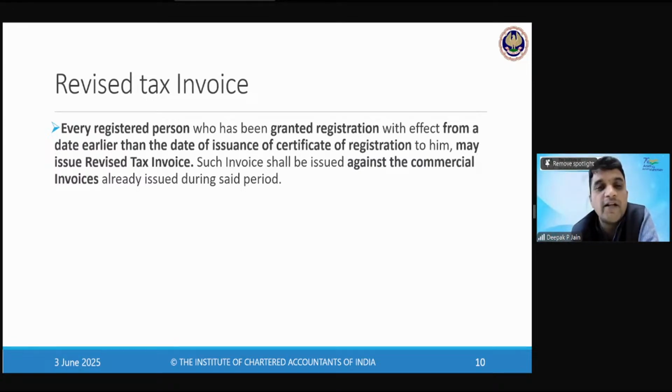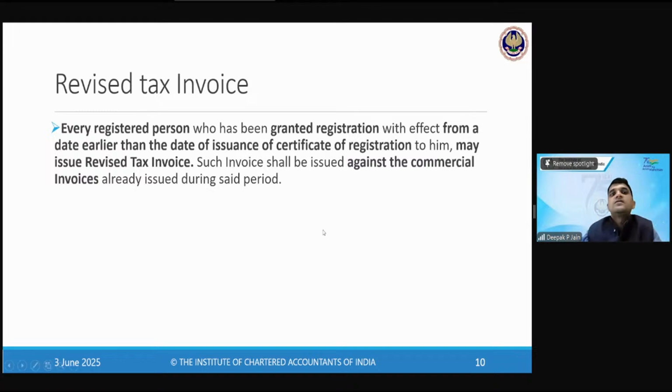That is on the birthday of the taxable person. Before that, he was not a registered person. Now, by his birth in GST, he has got a certificate of registration. He's got a GSTIN number, and any supply made from the date of application till the date of issue of the registration certificate, for that duration, whatever is supplied, he can raise a revised tax invoice.